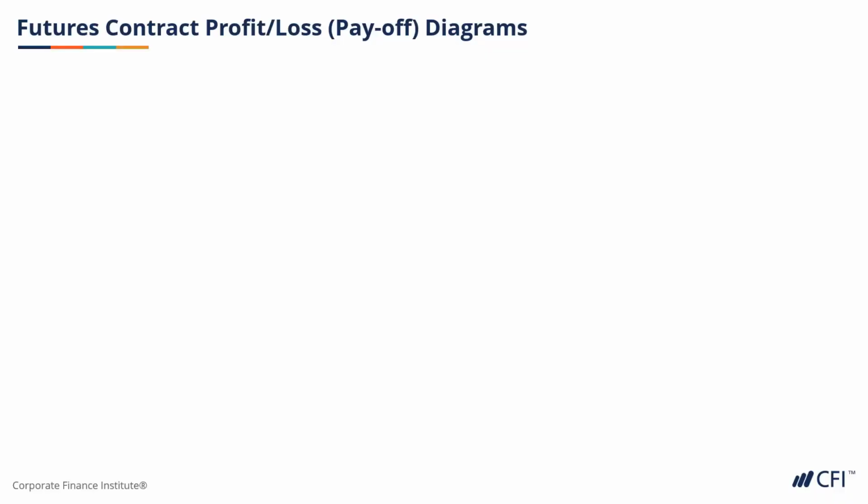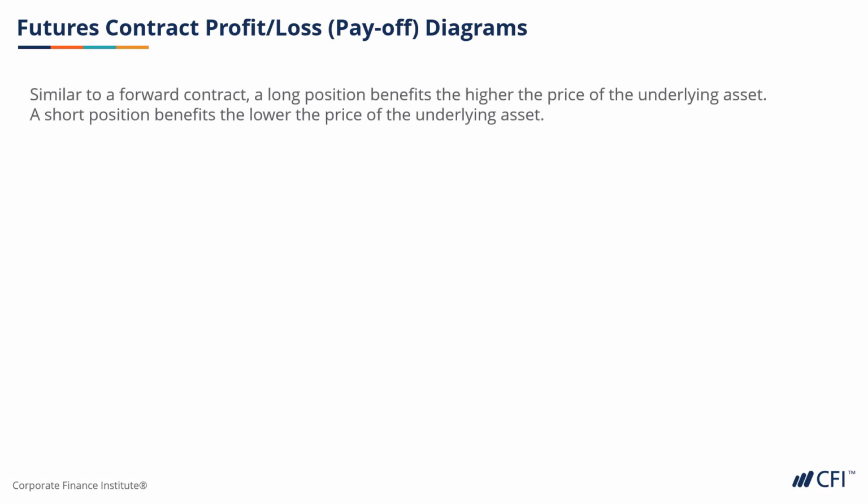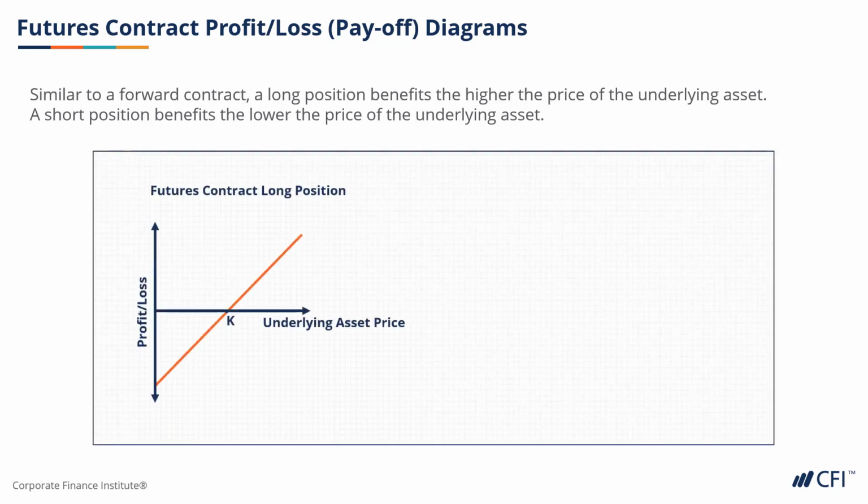Similar to a forward contract, a long position in a futures contract benefits the higher the price of the underlying asset, whereas a short position on a futures contract will benefit from a lower price of the underlying asset. If we look at the profit and loss diagram for a long position on the left, we see that it matches in many ways the underlying asset price. As the underlying asset price goes up, so does the profit associated with the futures contract.